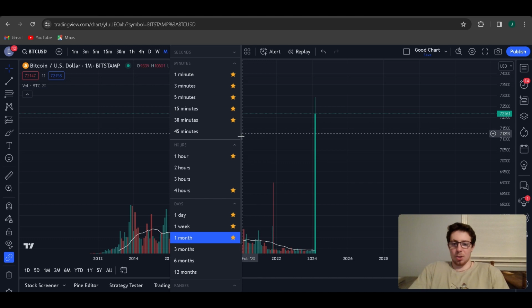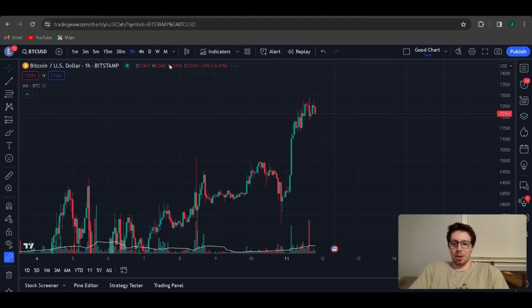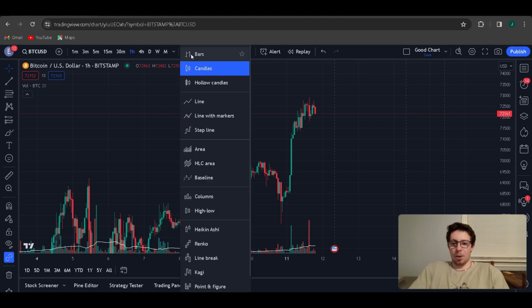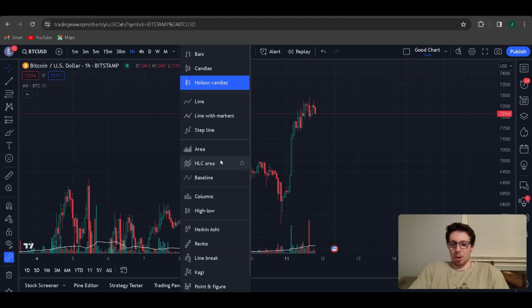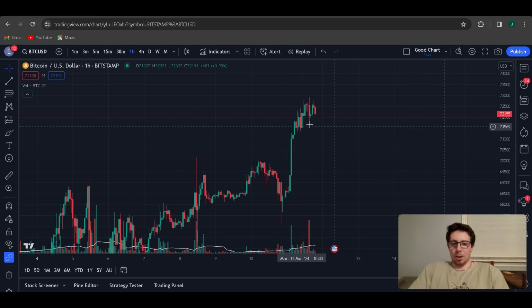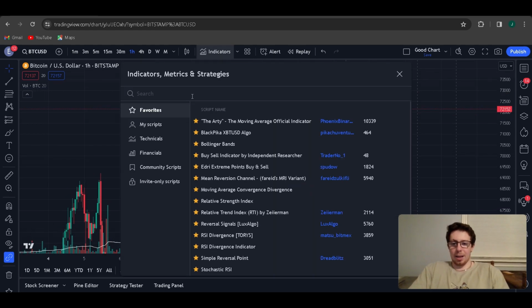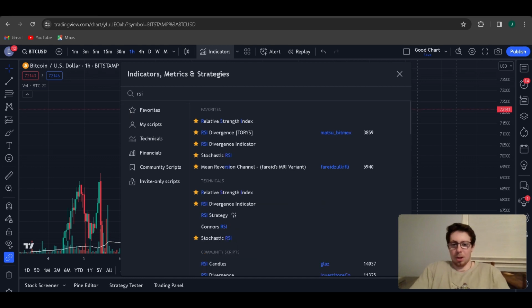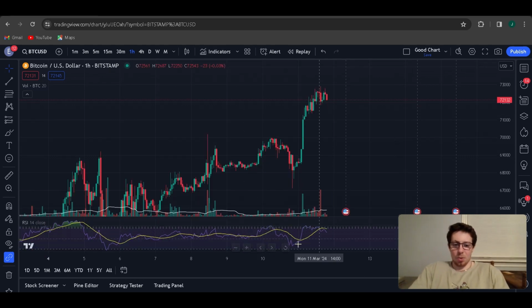You can put stars on your favorites so that you have them as quick options up in the top bar here. We can also change the way our candles look. So, if you want, you can do hollow candles or you can do a line chart if you want. But typically, what I do is just trade on regular bar candles. We can add indicators. So, one that you probably have heard a lot of is the RSI. We can just add that on. You can see that here.